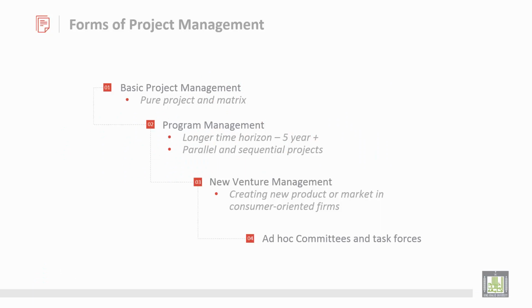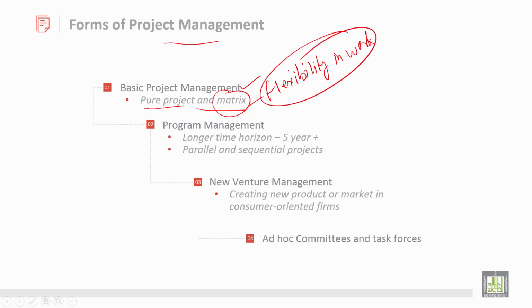So there are different forms of project management. We have 4 forms of project management. First is basic project management, so it is a pure project and matrix. What is matrix? Matrix is the flexibility in work. So what is this flexibility? Flexibility is that the employees can work in any department with colleagues to solve problems in an efficient manner. So that is very, very important. That is the importance of matrix.